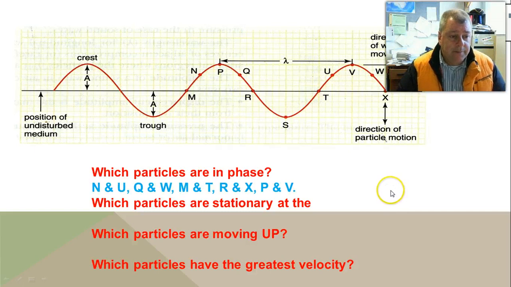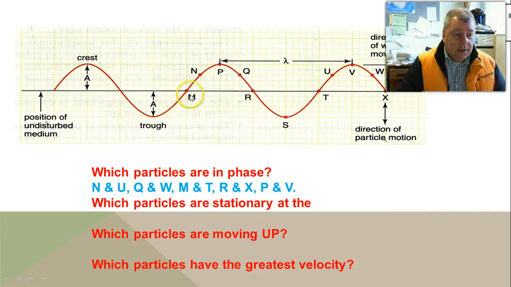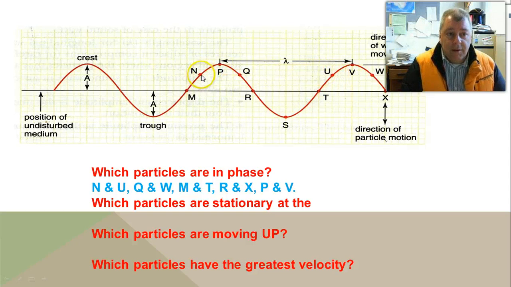Right, the answers are those ones. So which particles are in phase? Let's see, N, where's N? N and U, because one way of thinking about it is to think about what's going to happen next. N is going to move down because a trough is coming. So it's moving down to become a trough. U is moving down to become this trough. Q and W: Q is going to move up to become this crest. So is W going to come up to become that crest.